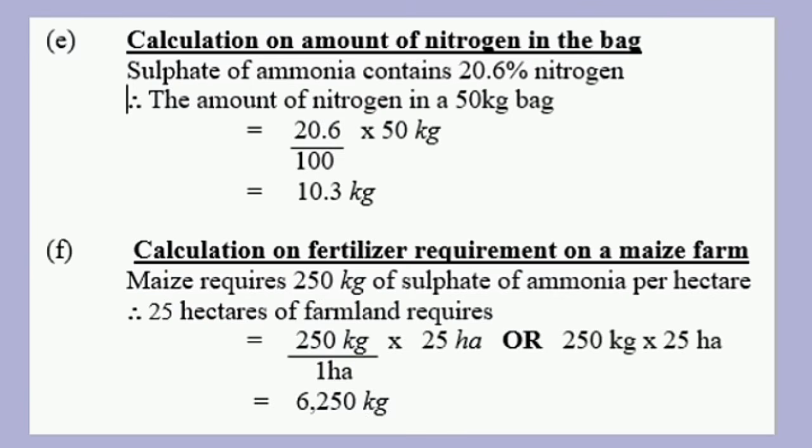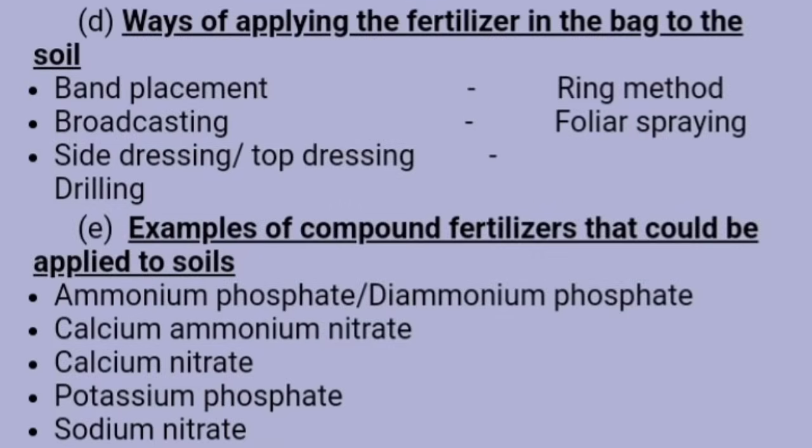So you just go ahead and say, if maize requires 250 kg of sulfate of ammonia per hectare, then 25 hectares will be 250 times 25, which is 6,250 kilograms. Now, since the name of the specimen will already be labeled, they won't ask you to identify it. But if it's not labeled, they would ask you to identify specimen A, and you say specimen A is ammonium sulfate. We call it sulfate of ammonia.